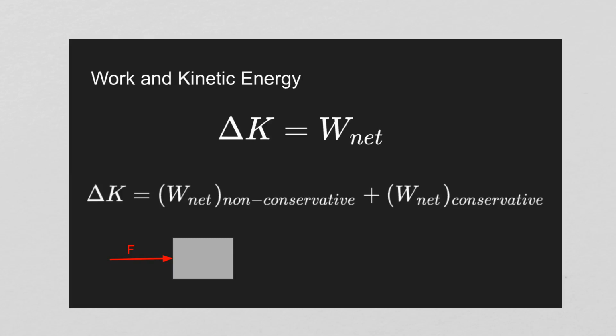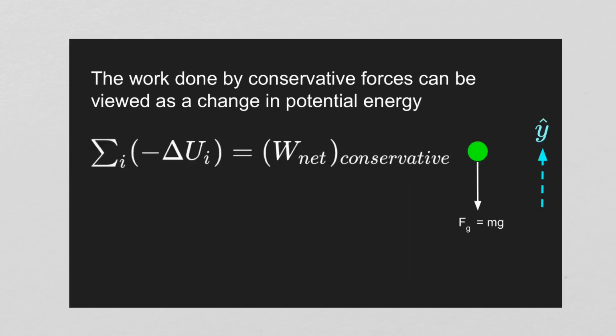Now if we look at this, we're going to split work up into two parts, work done by conservative and non-conservative forces, and we're going to talk about the differences between them. We're going to start with a conservative force. Conservative is also path independent, meaning if gravity is working on this ball and the ball falls straight down, versus if I follow this fun path, as long as you end up at the same point, the work done by a conservative force is the same. It's path independent. Gravity is a perfect example.